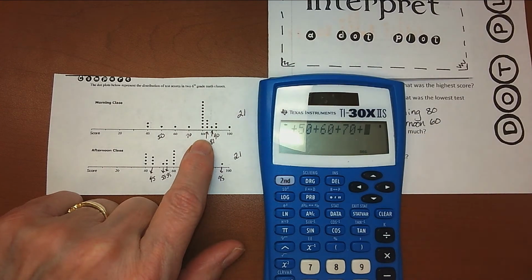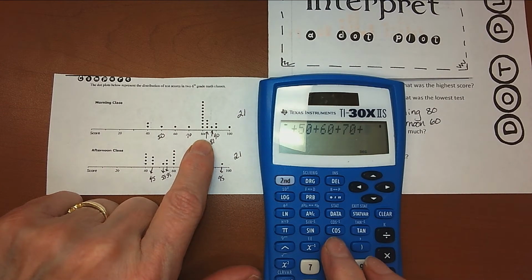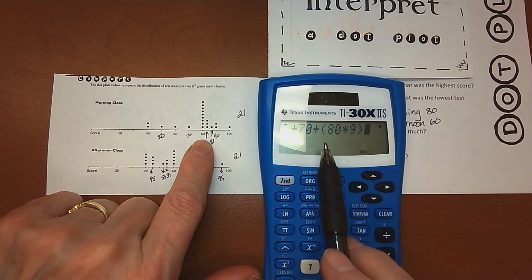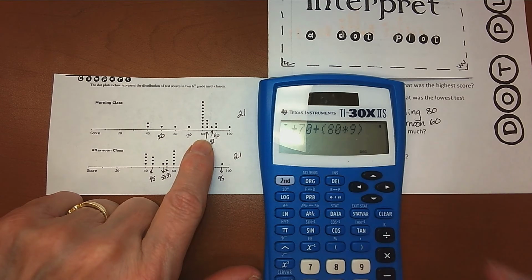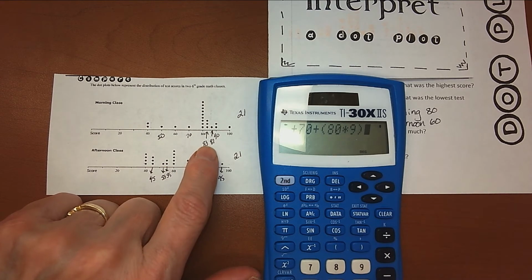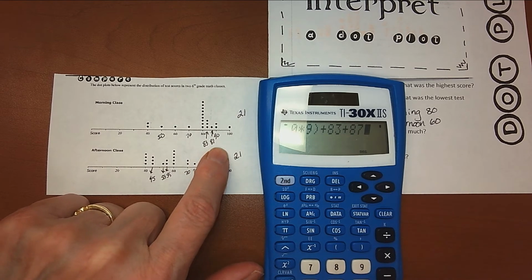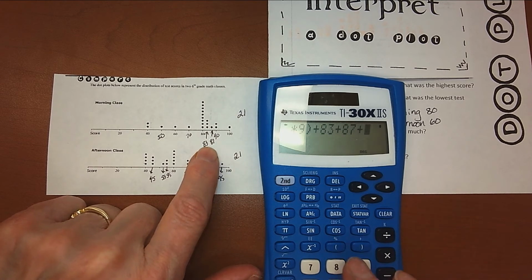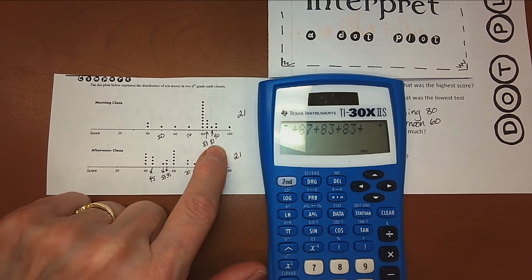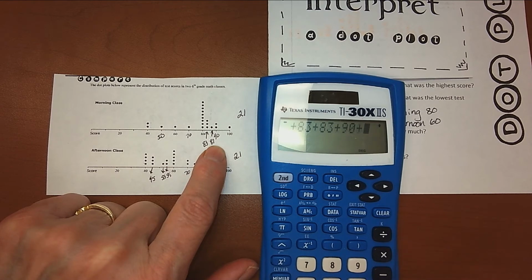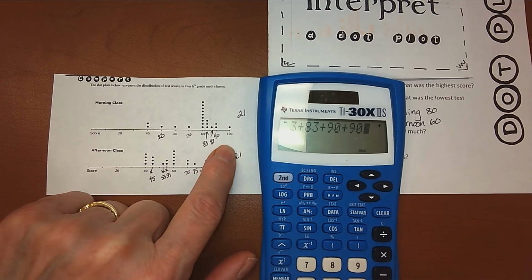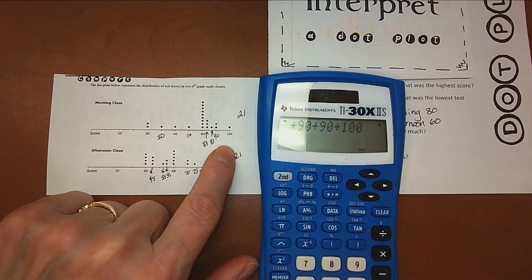So we're going to make use of our parentheses. We're going to put parentheses, 80 times 9, and then close that parentheses. And that'll do the 80 times 9 for us, and then add it in. All right, and then plus we've got an 83 here, and we've got an 87. Oops, I lost a couple of 83s there, didn't I? We need 2 more 83s. Got ahead of myself. We've got 2 90s, and we've got 100.